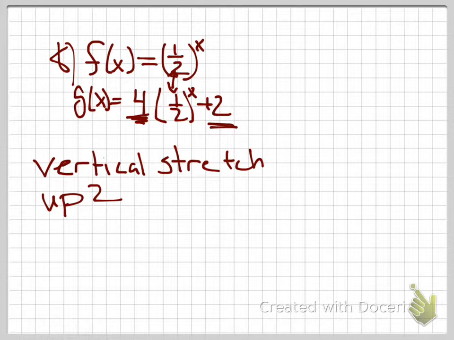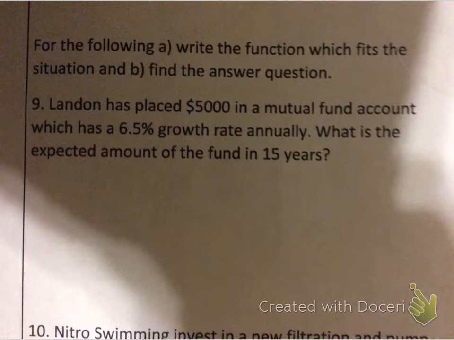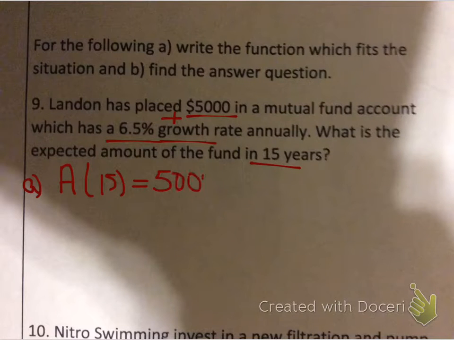All right, so now let's look at number 9. Okay, so here we are. We're down to the last 2 problems. Yay! Okay, so here, look, you got 5,000, 6.5% growth, 15 years. Growth means you're going to add. So we have a function that tells us, for part A, I want the function 15 years equals the initial amount, which is 5,000, 1 plus, because of the growth, plus is the growth, change this to a decimal.